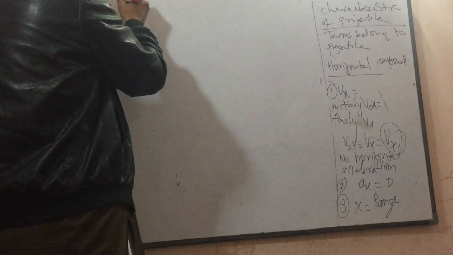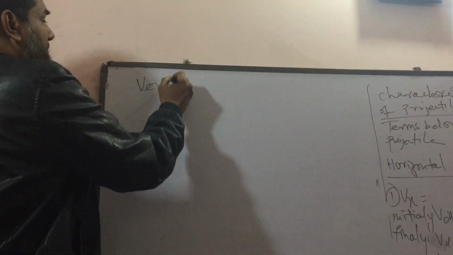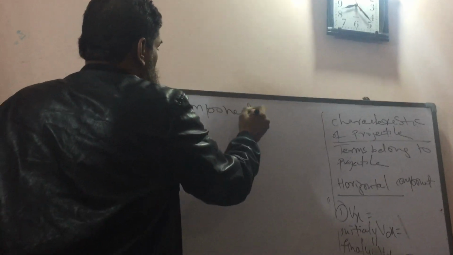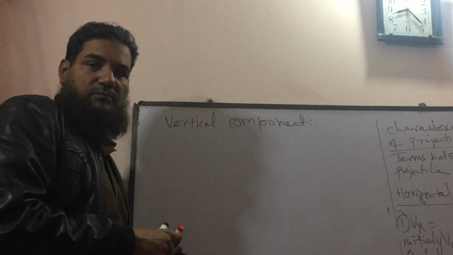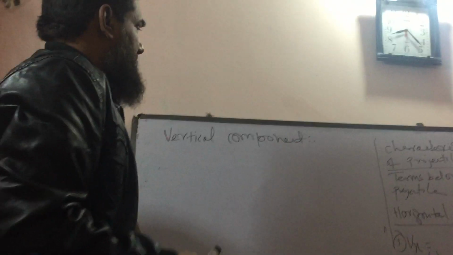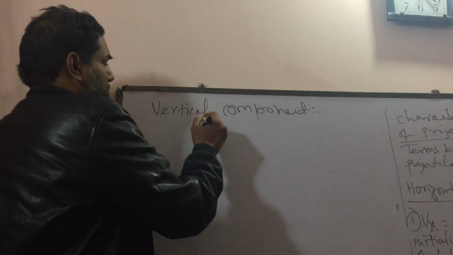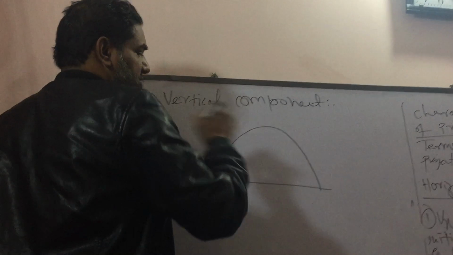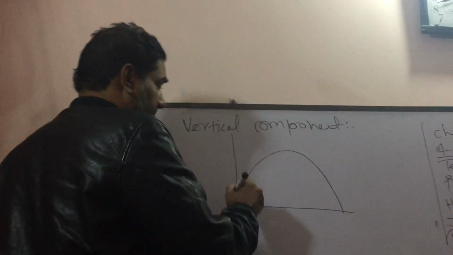What are the vertical components during projectile motion? When an object is moving on a parabolic path, showing projectile movement, we have studied this before.